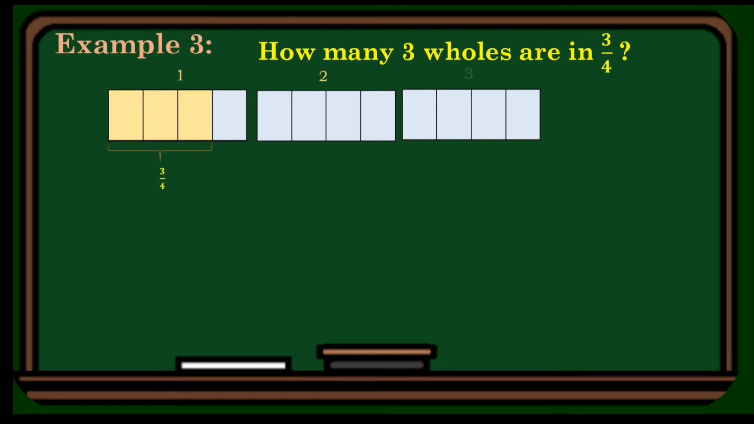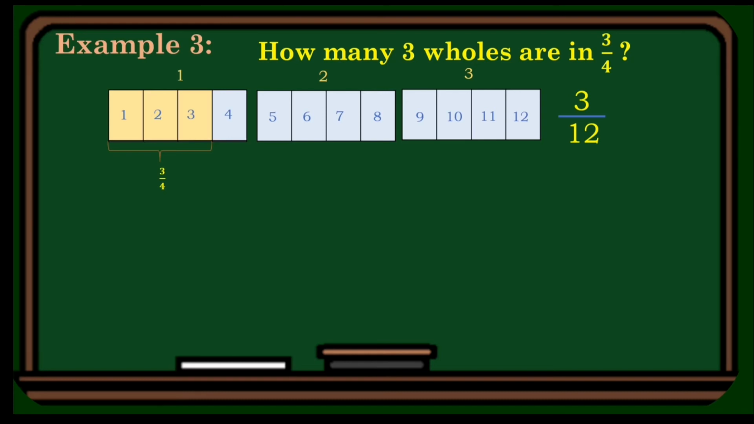1, 2, 3, and divide each whole into 4 equal parts. How many equal parts do we have? So let's count. 1, 2, 3, 4, 5, 6, 7, 8, 9, 10, 11, 12. We have 12 equal parts. This will be our denominator. And how many parts are shaded? We have 3. This will be our numerator.